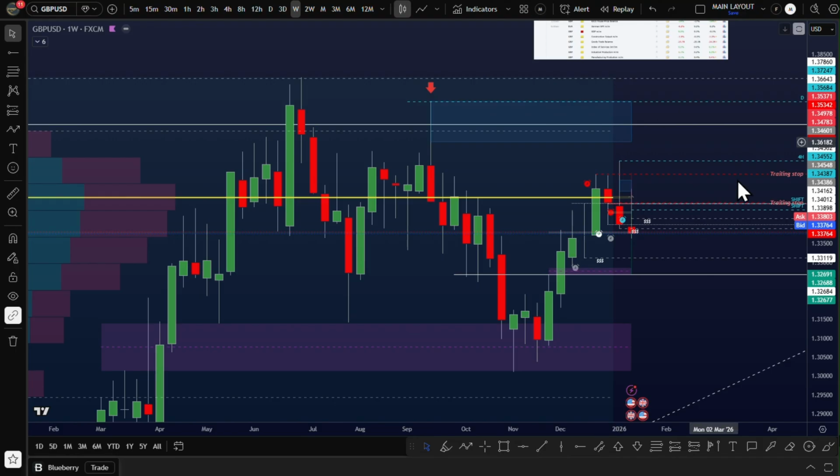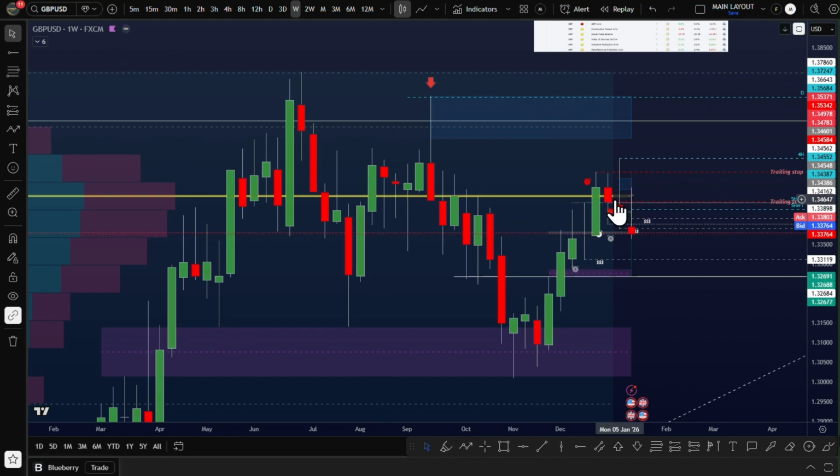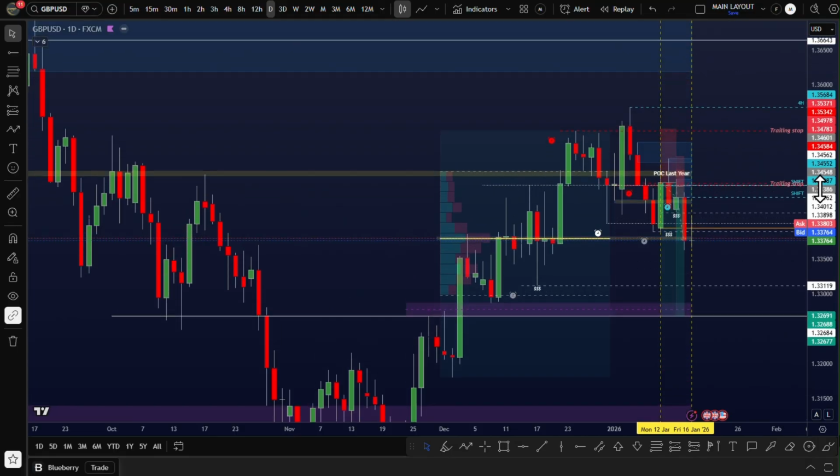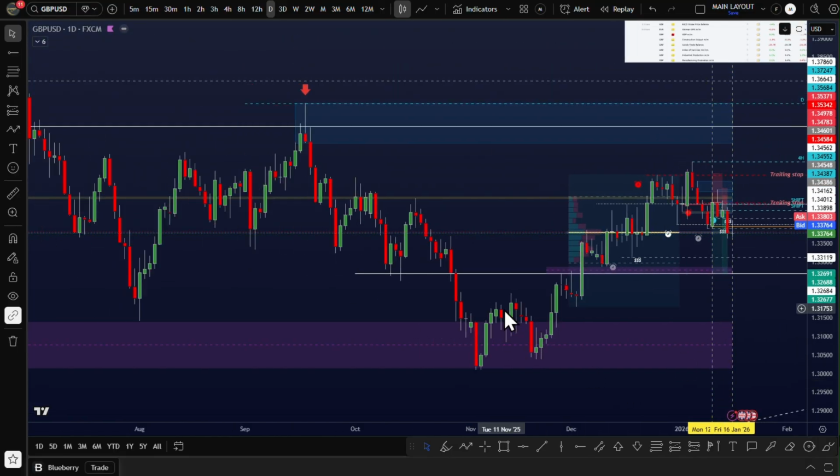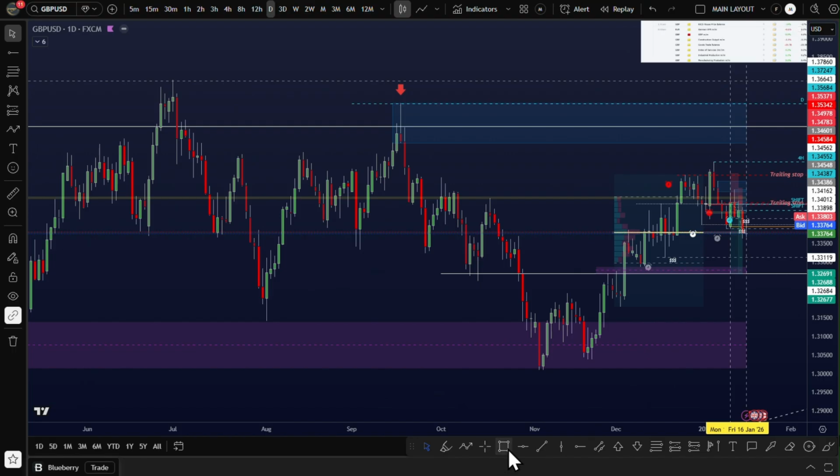The next one is the GBP USD, the trade I took this week. I was expecting, with a strong dollar, a sell on GBP USD, rejecting this point of control. This is the point of control from the last year. So let's go to the daily to see. This was my daily order flow because we had this structure.